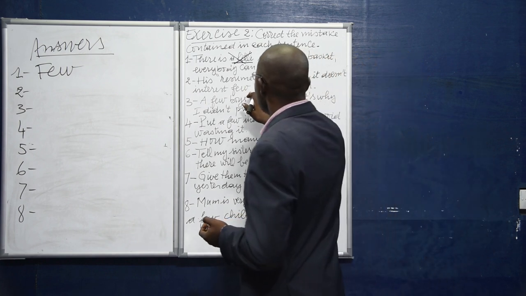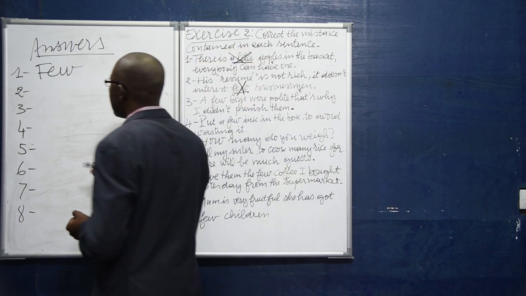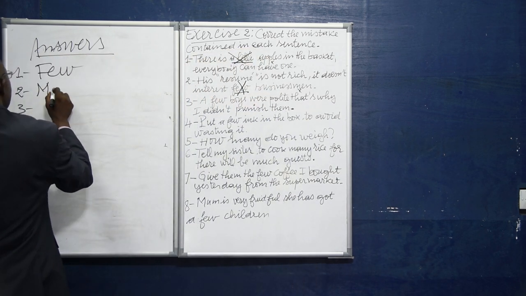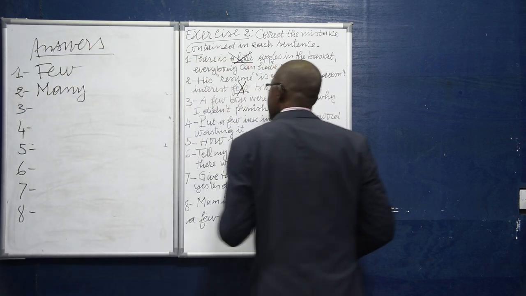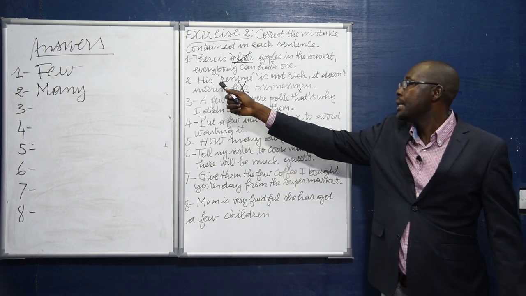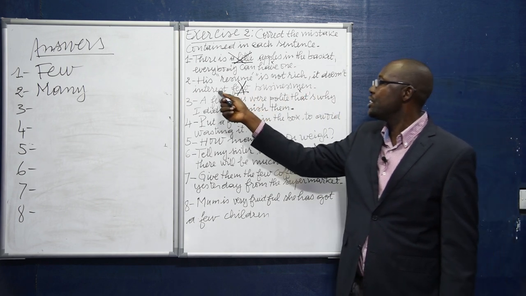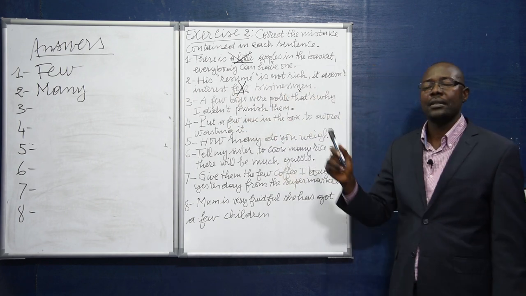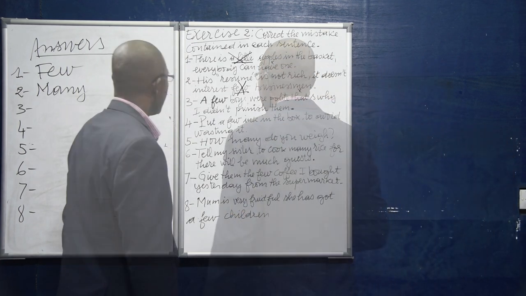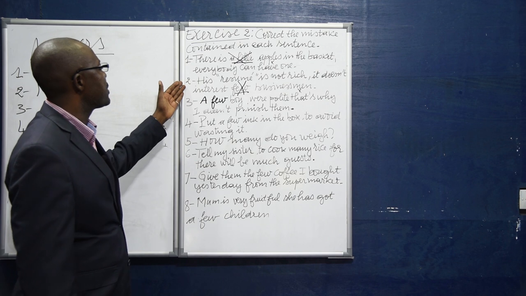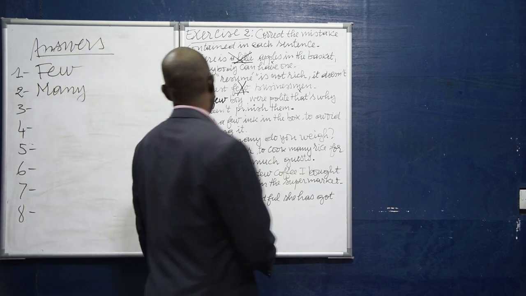What can we use here? Instead of few, we use many. So when we read this sentence, his resume is not rich. It doesn't interest many businessmen. You see, the sense is correct. You see, the semantics is correct. Okay, we have finished with sentence two. We come down to sentence three.